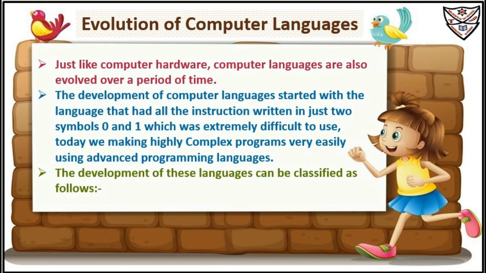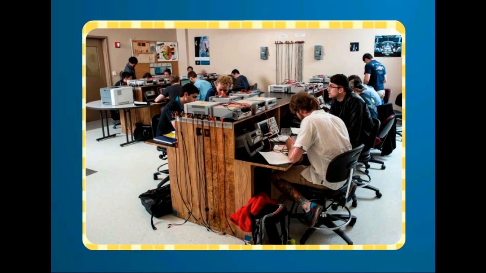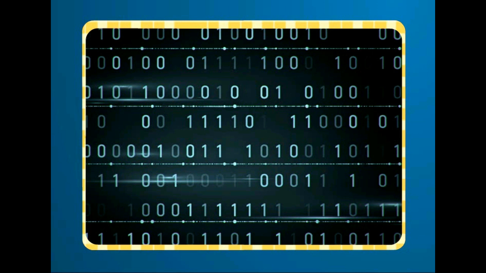Evolution of computer language. Just like the computer hardware, computer languages have also evolved over a period of time. The development of computer languages started with a language that had all the instructions written in just two symbols, 0 and 1, which was extremely difficult to use. Today, we make highly complex programs very easily using advanced programming languages. The development of these languages can be classified as follows.